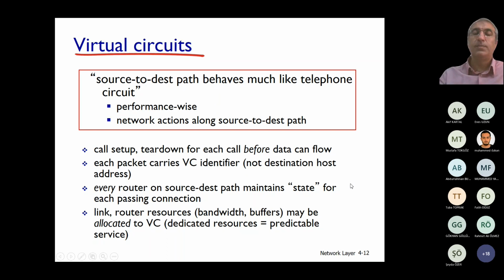Because this is a connection-oriented setup, some of the link and router resources, such as bandwidth and buffers, may be allocated to that specific virtual circuit. Because it needs to provide some guaranteed services, we allocate some dedicated resources to that specific virtual circuit.